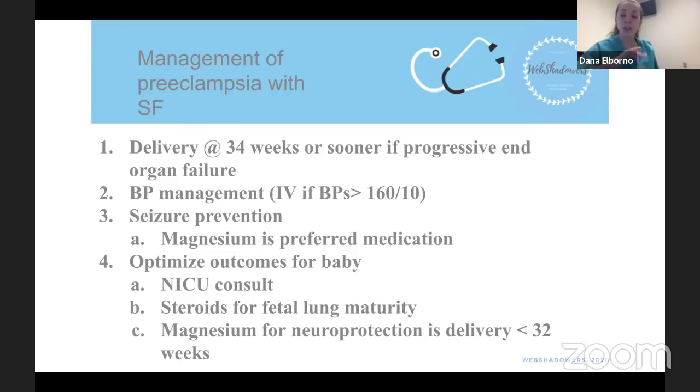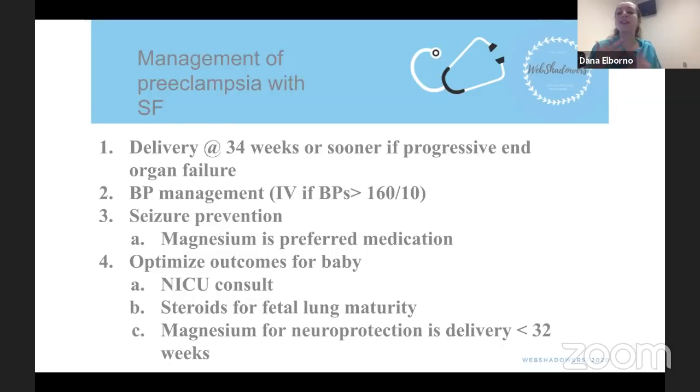But if they're before 34 weeks, then the risk of prematurity for the baby makes us think a little bit harder about whether or not the maternal benefit outweighs the risk to the baby. So in those scenarios, we really try to monitor a little bit more closely, give the mom steroids to help the baby's lungs develop, and give the mom magnesium to help the baby's brain develop. If the mom is less than 32 weeks, we try to monitor the hypertensive disorder and see if things are progressing. If we can keep the blood pressures under control, then we try to keep them pregnant until 34 weeks.